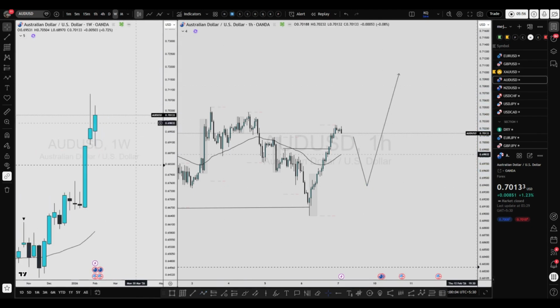What's going on in weekly perspective? The weekly bias looks bullish because the last weekly candle actually managed to clear the low and close strongly above with a green candle.